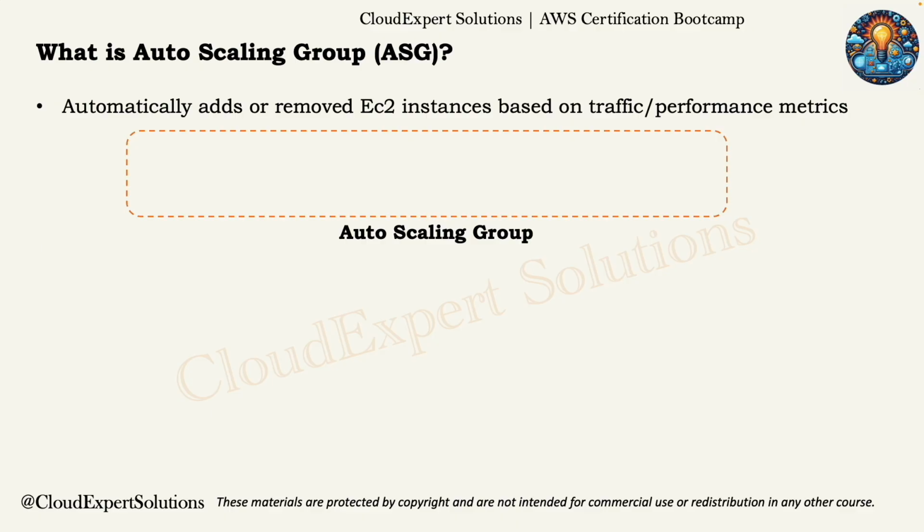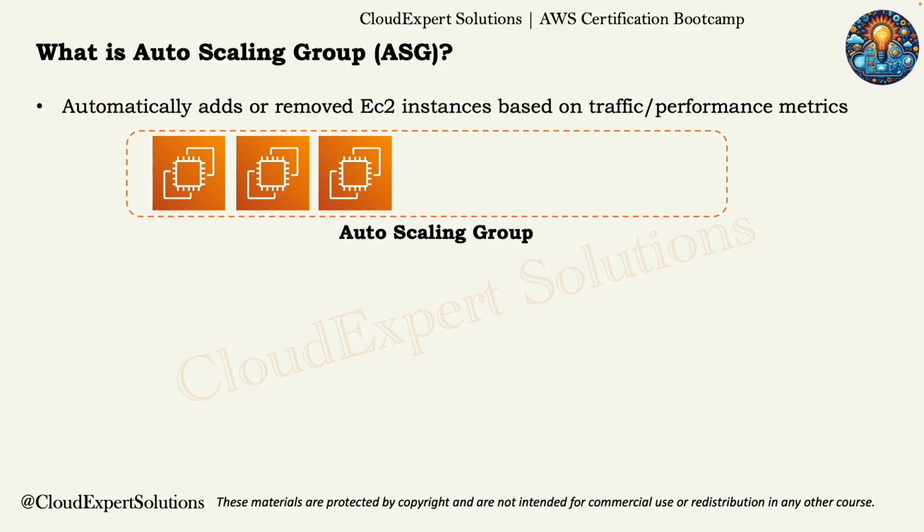Let's assume you run your website on EC2 and during regular hours, you only need two EC2 instances to handle the traffic. But during a sale or during an event launch, traffic spikes suddenly. An autoscaling group will add more EC2 instances to handle the additional load. You got some more traffic, one more EC2 instance. Some more traffic, autoscaling will automatically add one more EC2 instance.